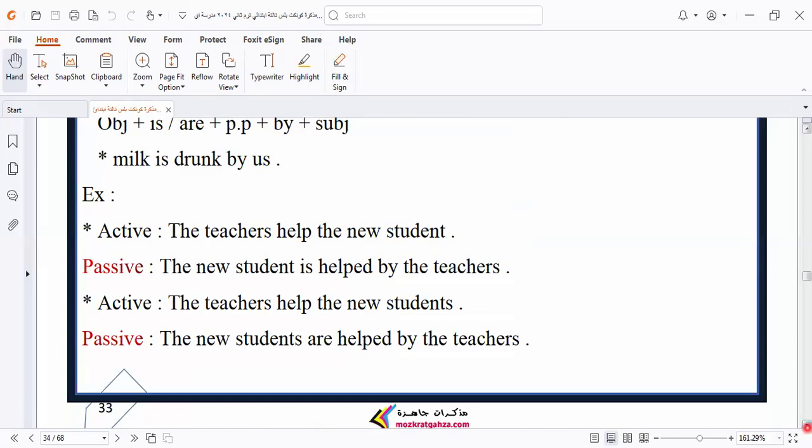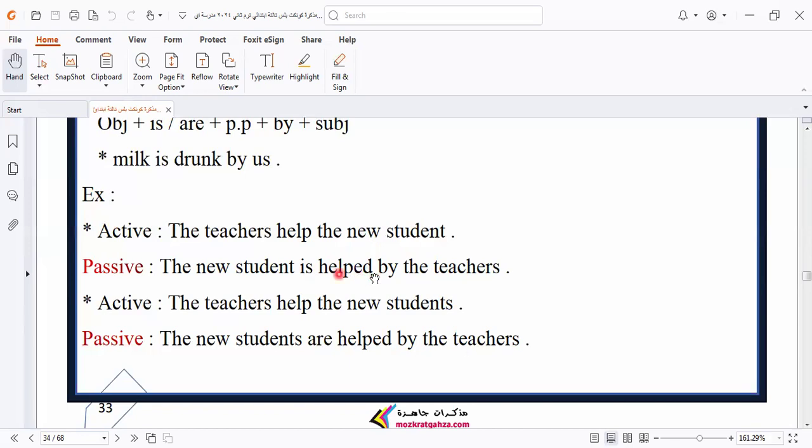Okay, grade 3. The teachers help the new student. So what will the answer be? There is subject, verb, object. So which one do I start with? With the object here: the new student. So help here is in what? In the simple present tense. So I put is, and I put the verb in the past participle. But here this is a regular verb, so we add ed only.